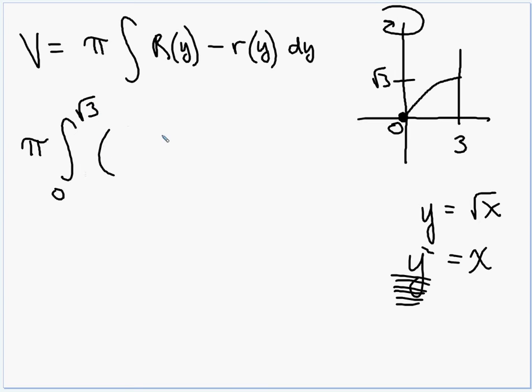Now we need the outer radius, which will go in here, and we're going to square it. And our representative rectangle looks like this. As it moves through the plane region, it is always going to be touching this side at 3.